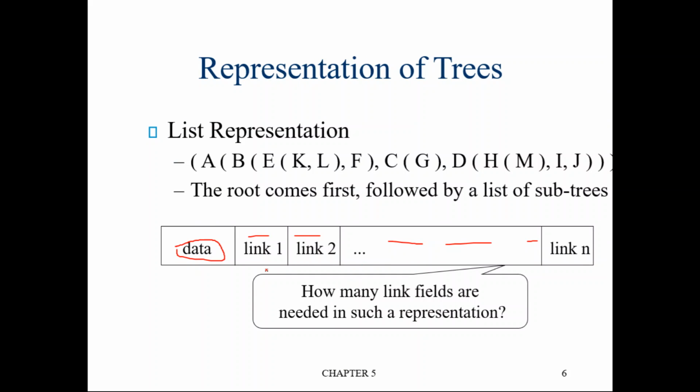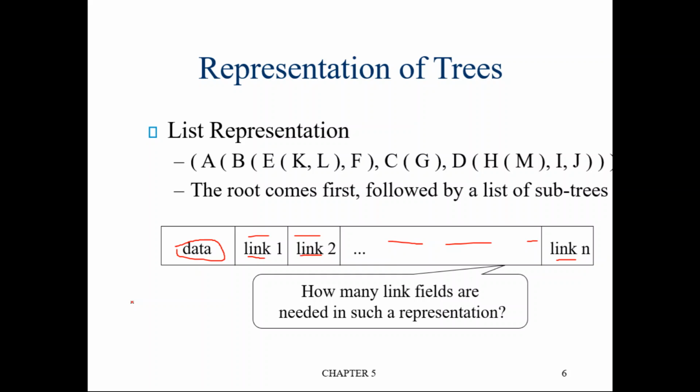Here the problem is what? Why can't we represent link 1, link 2, link 3? Because we cannot predict how many pointers we need. Otherwise, even if you predict, the number of pointers that you use may be more. For example, the number of pointers to be used can be limited by the degree of the tree.